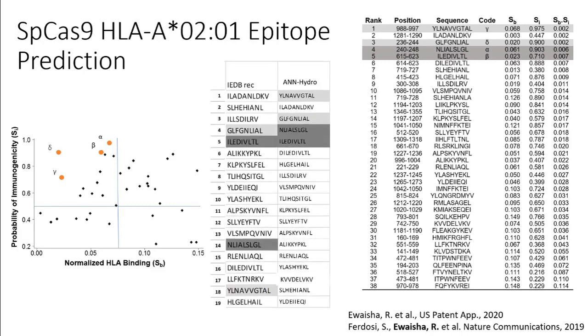Now, if we compare this to the commonly used publicly available IEDB model, IEDB ranked the 2 immunodominant epitopes, alpha and beta, as 5th and 14th, and the subdominant epitopes as 4th and 18th, while our model put all 4 peptides in the top 5 epitopes.